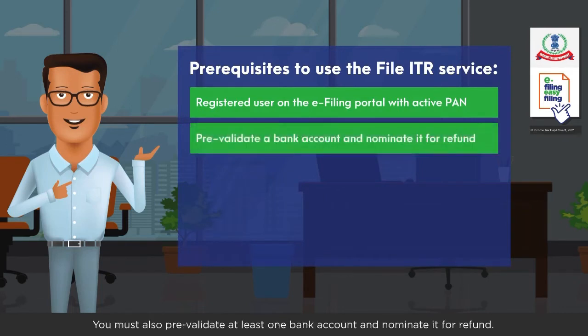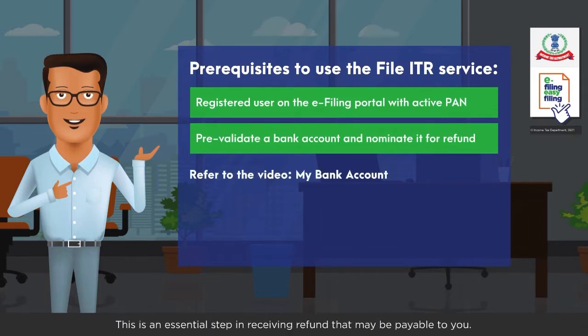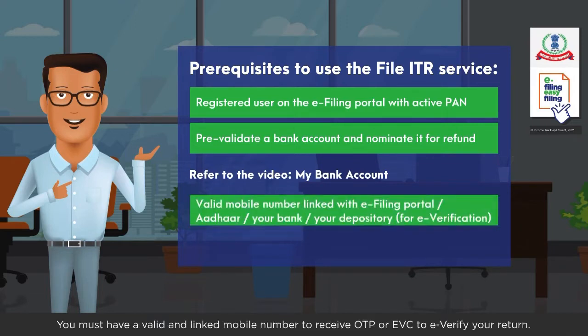You must also pre-validate at least one bank account and nominate it for refund. This is an essential step in receiving refund that may be payable to you. You must have a valid and linked mobile number to receive OTP or EVC to e-verify your return.